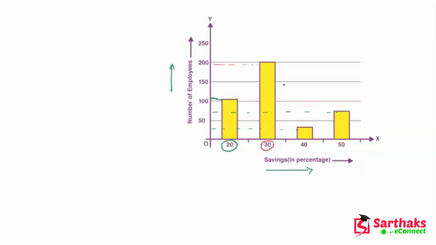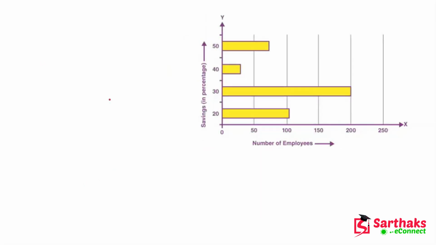Okay, and this is a vertical bar graph. We can write vertical bar graph. Now we can represent this data using a horizontal bar graph also. Okay, here you can see. Now in this case, on the x-axis we are taking number of employees, and on the y-axis we are taking the savings in percentage. Okay, here you can see, this is the horizontal bar graph. I hope you understand these things, my dear friends. Yes. So now let's move on.